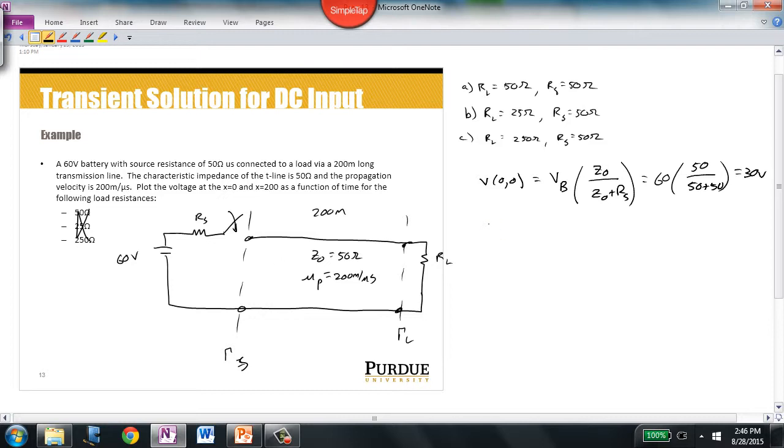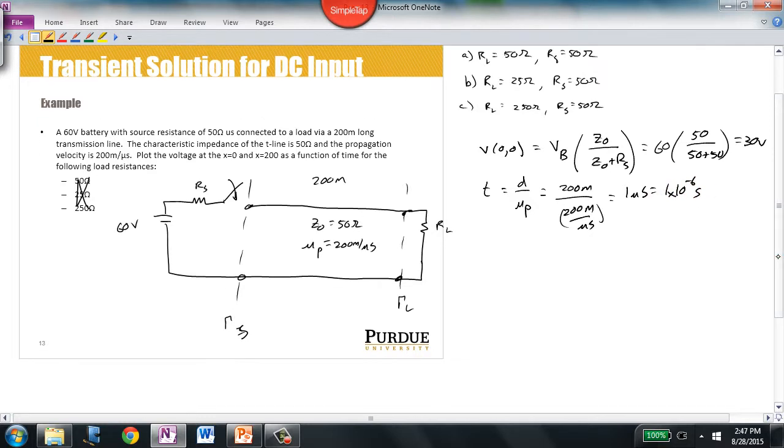We also want to calculate how long it takes the signal to get from the input end to the load end. That's the one-way propagation time t, and that's just the length of the transmission line d divided by the propagation velocity mu sub p. That's 200 meters, and the propagation velocity was 200 meters per microsecond. So that is a one-way propagation time of 1 microsecond, or 1 times 10 to the minus 6 seconds. So now we can begin to do this analysis because we have these numbers.